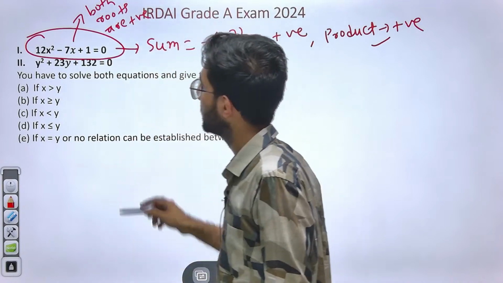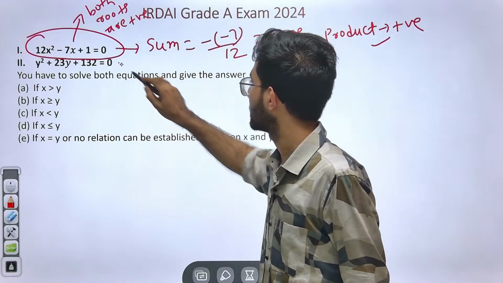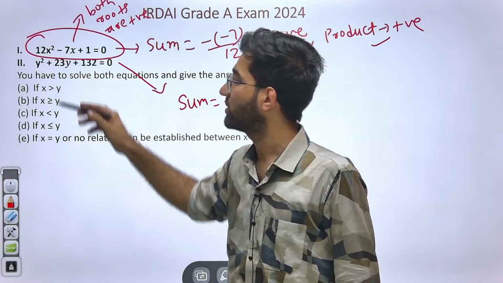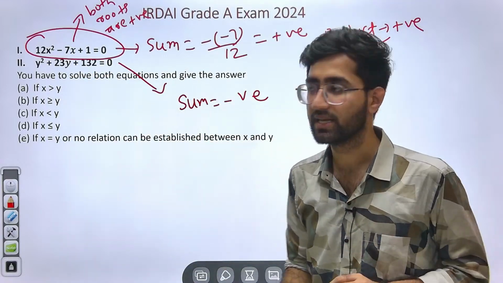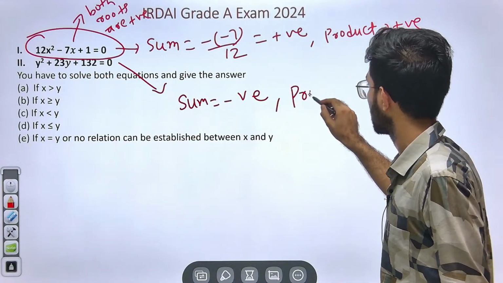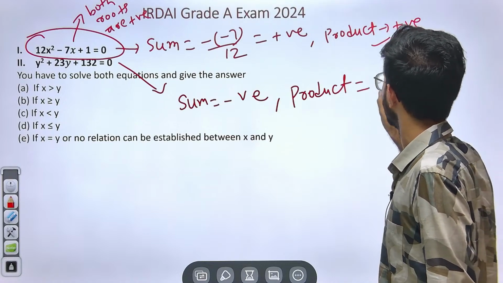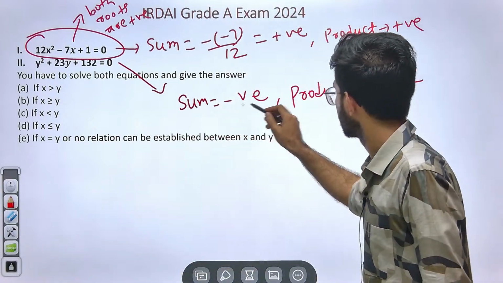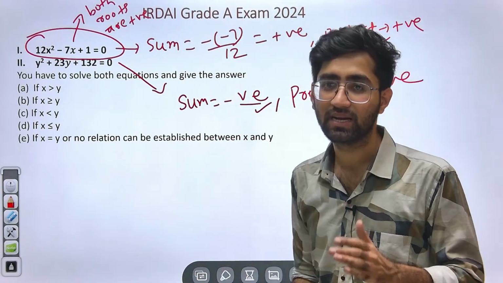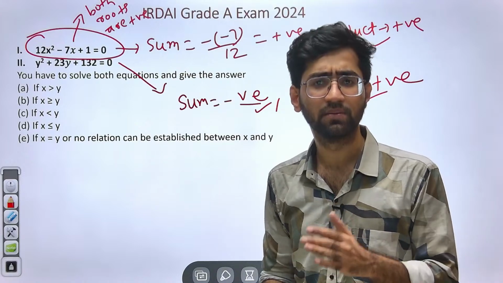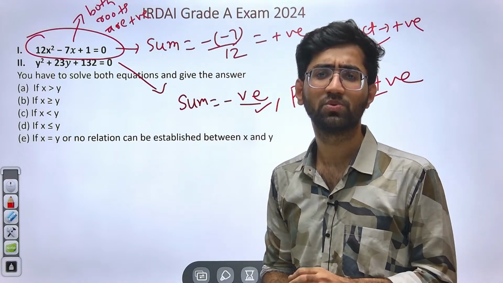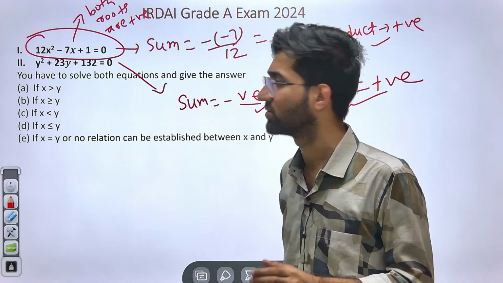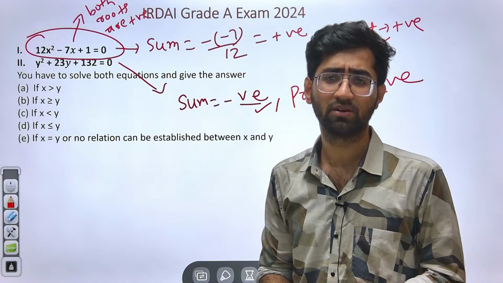If you look at the quadratic equation in y, you will find that the sum is negative. The sum is minus 23 by 1. But the product is 132, so the product is positive. When you see that the sum of the roots is negative, but the product of the roots is positive, what does it tell you about the nature of the roots of the quadratic equation?